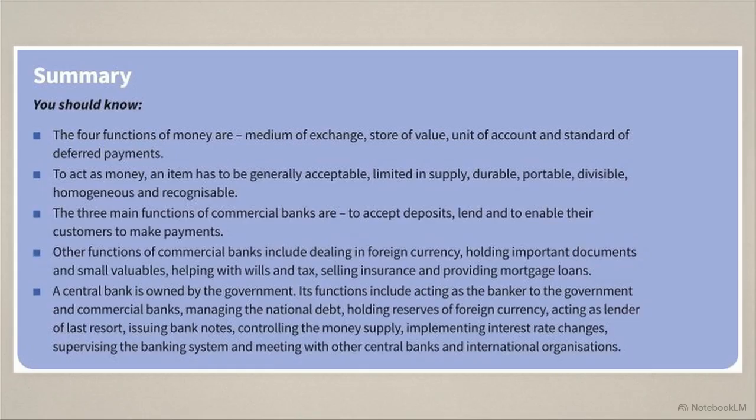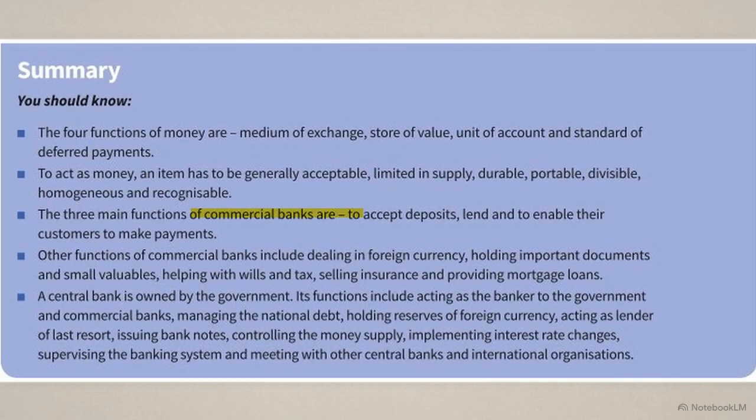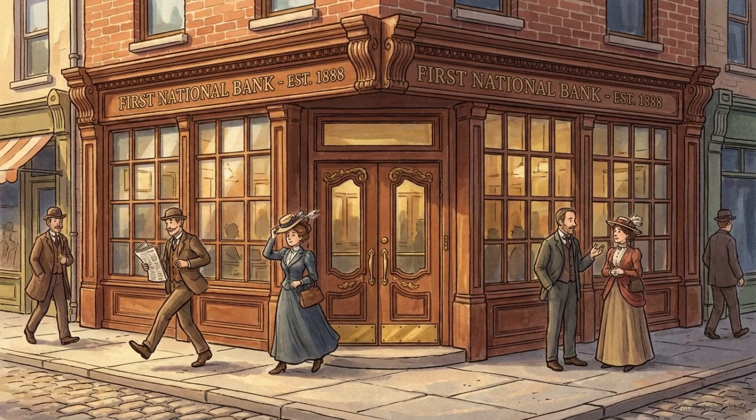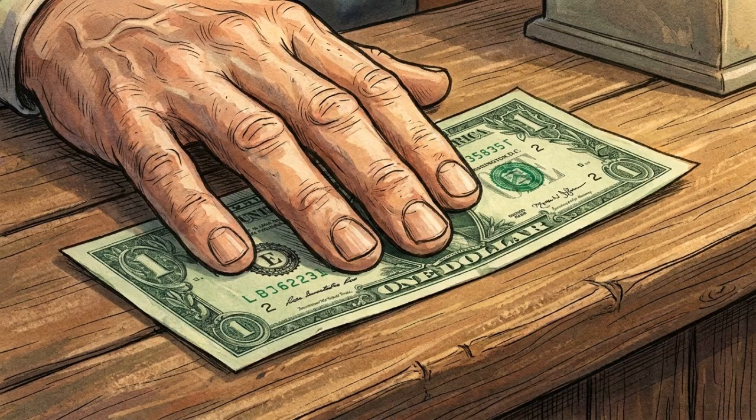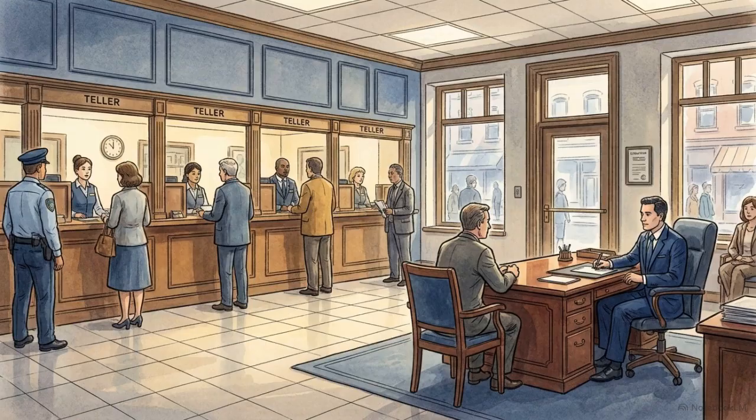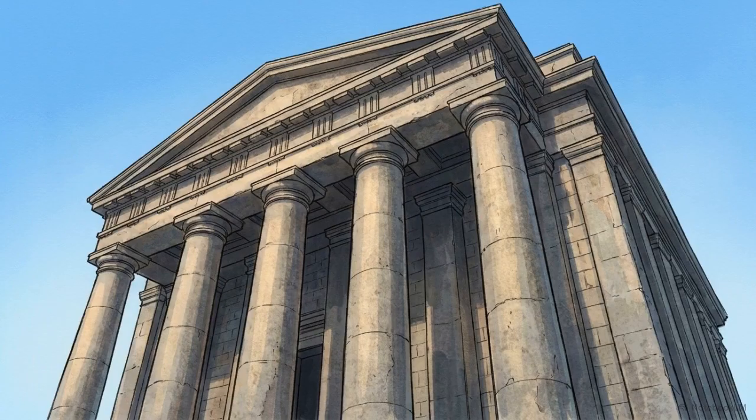This summary box details the key takeaways for your exam. Notice the definitive separation of roles. Commercial banks are private, profit-seeking firms dealing with the public. Central banks are government-owned entities dealing only with commercial banks and state finances to maintain stability. A modern economy relies on a delicate three-tiered structure. It requires a universally standardized tool of exchange. It runs on the daily lending and profit-seeking of commercial banks, and it is firmly anchored by the ultimate oversight of a central bank.